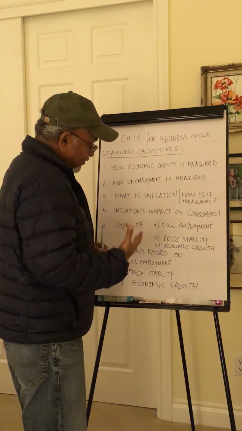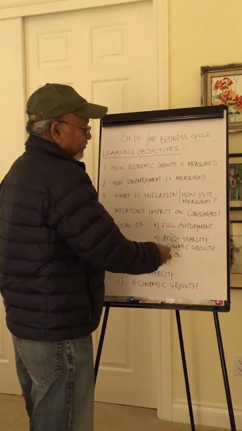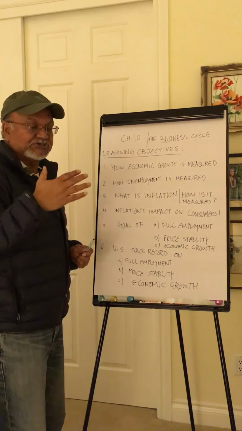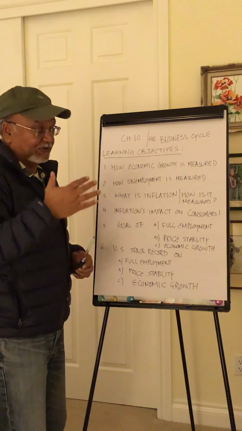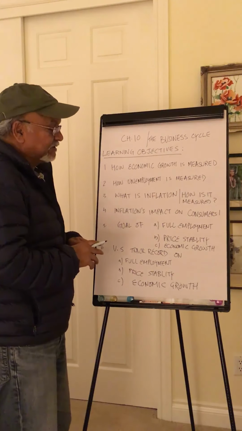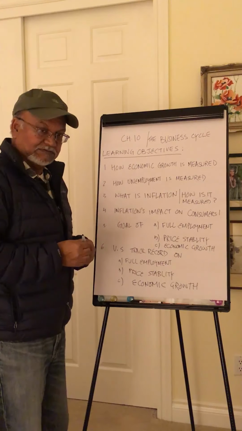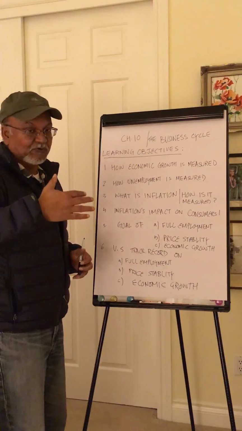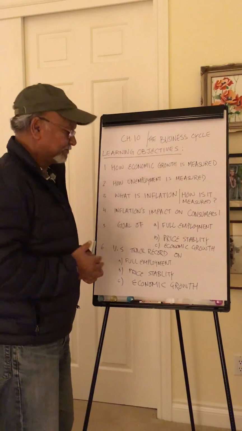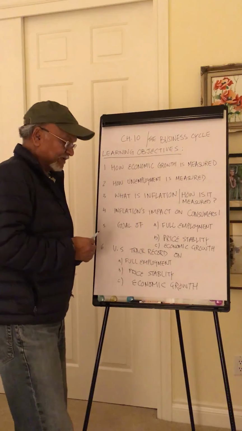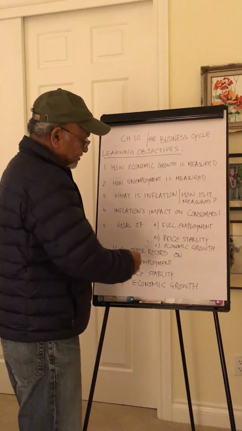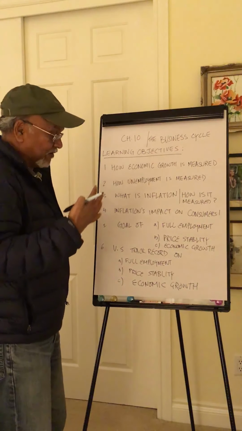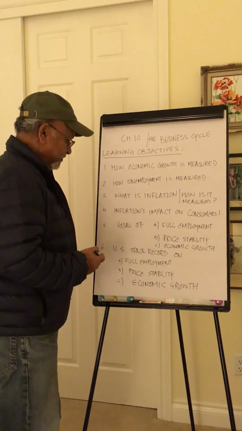The second goal of this chapter is to learn about price stability. What that means is, how do we achieve a very low inflation every year? For example, our current goal set by the Federal Reserve Bank is 2%. We want the average price level to go up by 2% and not more. So we'll learn about price stability, and we'll also learn about economic growth. What is our goal for economic growth and how do we go about achieving it?